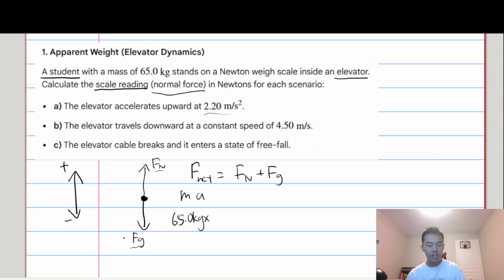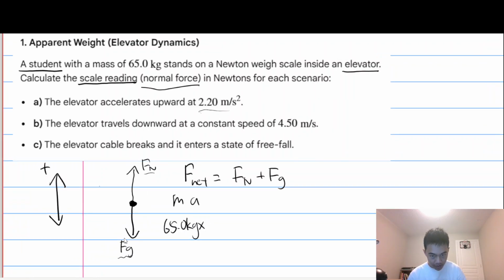I forgot my Rosetta again. So going upwards is positive, while going downwards is negative. Now this means that because it's accelerating upward at 2.2 meters per second squared, we can just write it as positive. And we're trying to find normal force, because that is our final scale reading. We already have the force of gravity, which is just mass times gravity, and that is 65 times 9.81, on the trusty calculator.